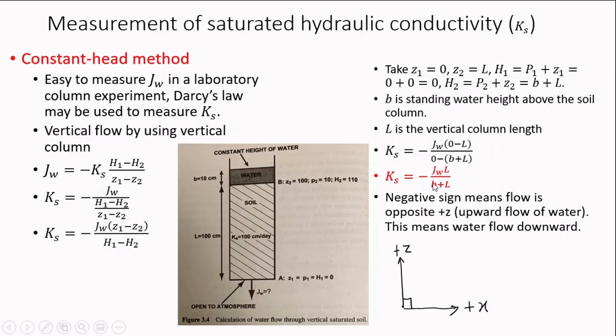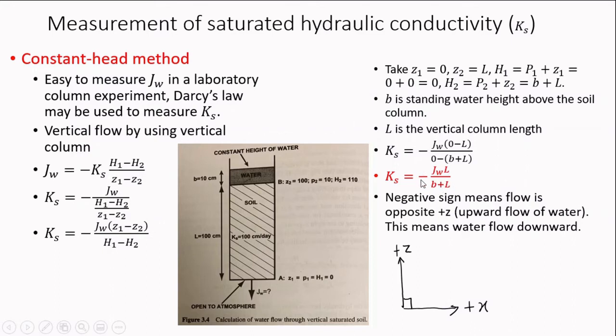We can simplify the equation further, and we'll get the saturated hydraulic conductivity equals negative water flux multiplied by the length of the soil column, divided by the height of the standing water plus the length of the soil column.